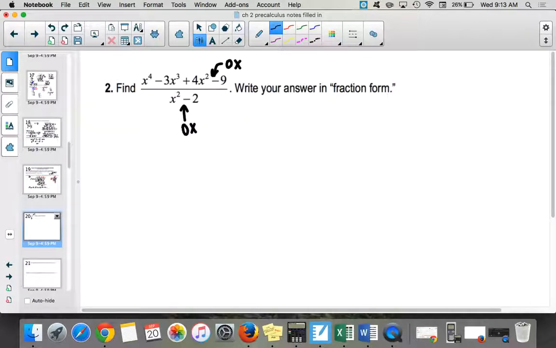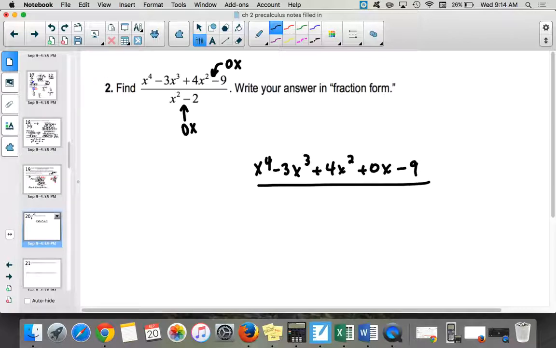It doesn't matter that they're the same thing. Some people are like, oh, well, they're both missing x, so it's still going to line up. It doesn't line up. So you got to put those in. So we're going to have x to the fourth minus 3x cubed plus 4x squared plus 0x minus 9. And we're dividing by x squared plus 0x minus 2. I don't know why I put that below.